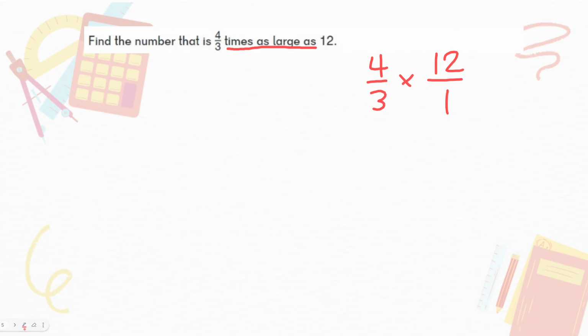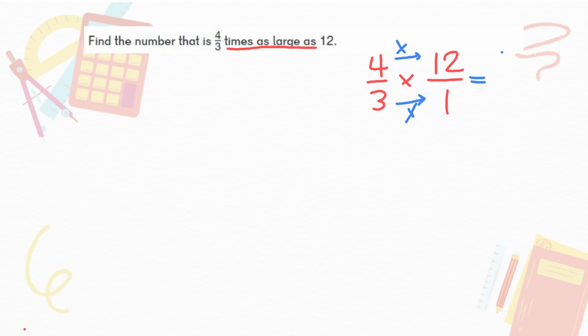Now we can use our strategy here. This one I would not recommend doing repeated addition on because 12 times 4/3 is a lot of 4/3 to add over and over. So instead, I'm going to do strategy number 2. Multiply top times top, bottom times bottom.